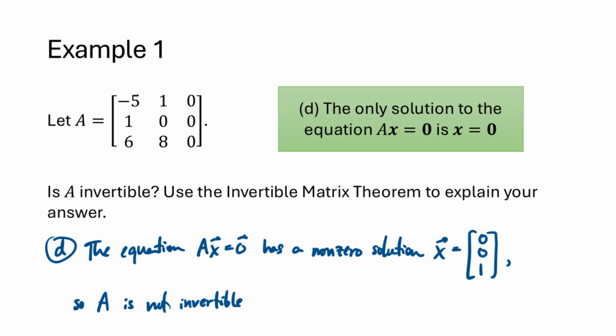But since x is not 0, this is a non-zero solution of the equation Ax = 0, and so statement D is false. By the invertible matrix theorem, all 12 of those statements are false, and in particular that means that our matrix is not invertible. Now that's sufficient to tell us that this matrix is not invertible, but let's practice using some of the other statements in our invertible matrix theorem.